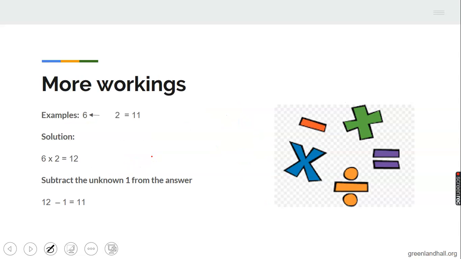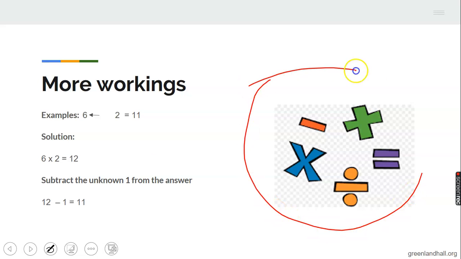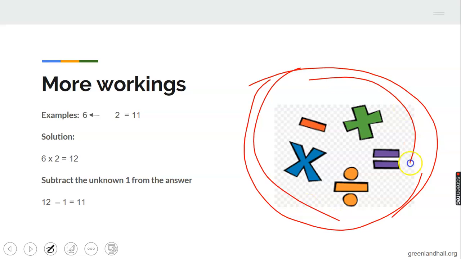Now, let's look at more workings. I will give you a lot of workings because I want you to really, really get it. We have been working around these symbols, these figures, these are our signs in mathematics. Now we have another arrow facing this way. The last arrow we used was facing here. Now we have this arrow facing here. Now, what do we do here?